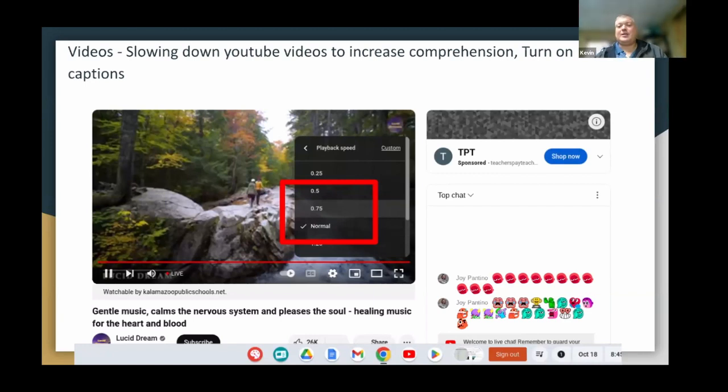The hostess speaks very rapidly. I'll typically put it on 0.75 for the entire class, just to slow it down a little bit so they're not trying to process quite so much.